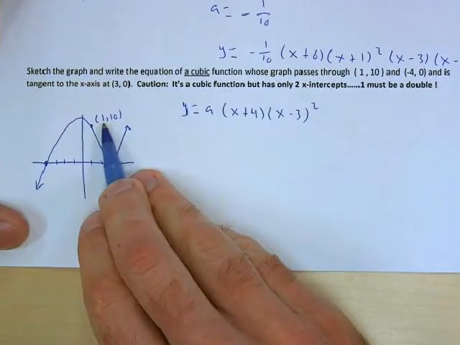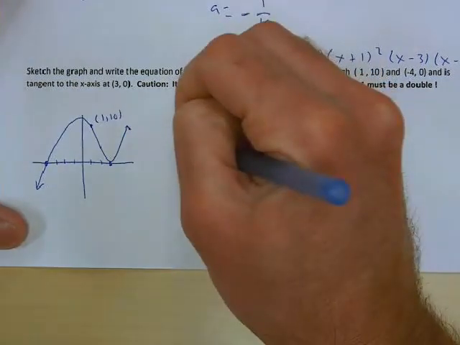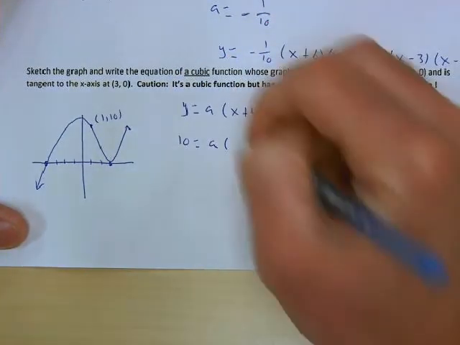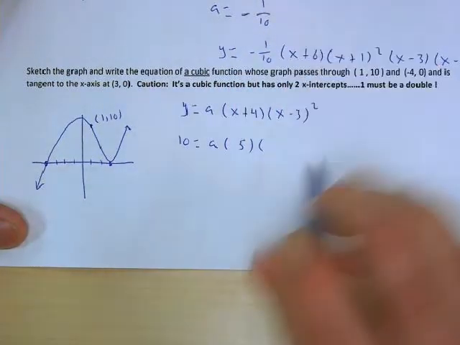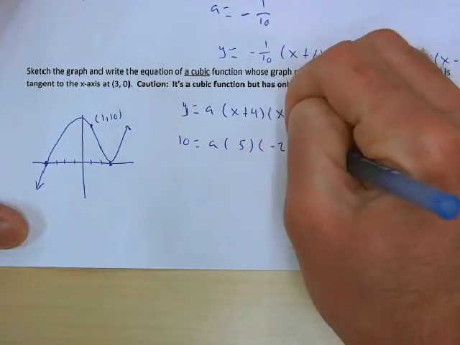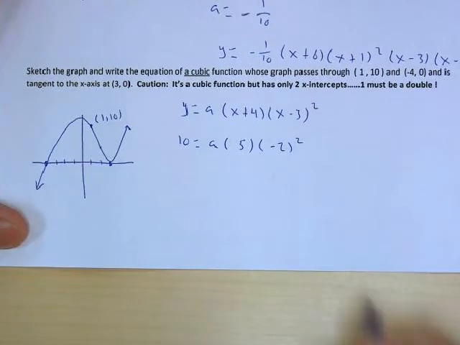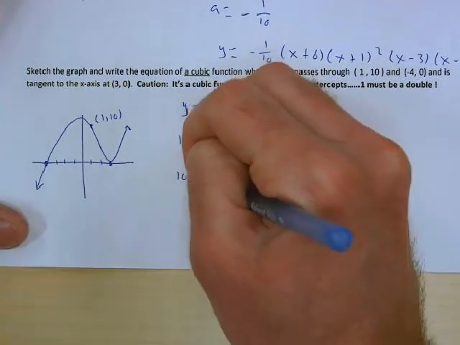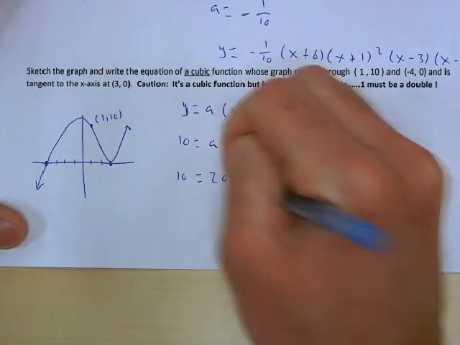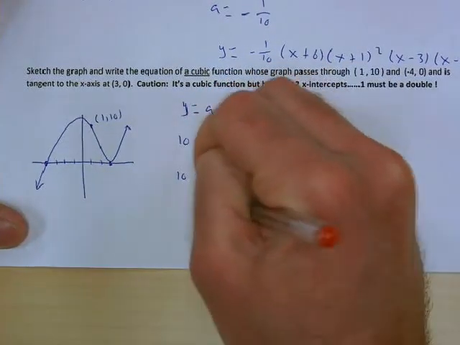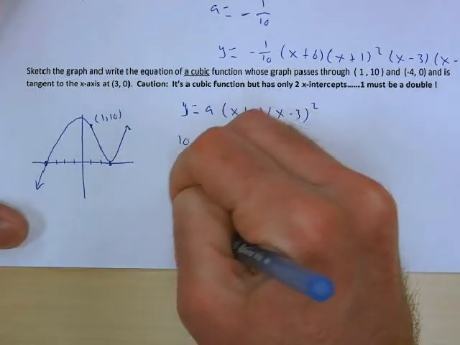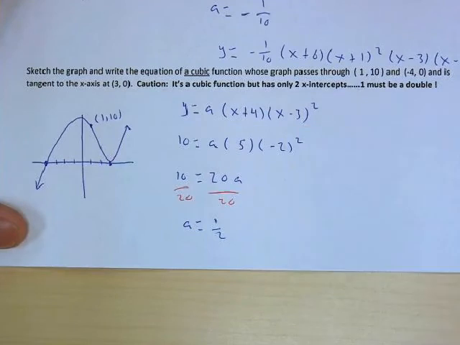Stick in y is 10 and x is 1, and we'll get our a value. So we get 10 equals a times 1 plus 4 is 5. 1 minus 3 is negative 2 squared. So let's see, negative 2 squared is positive 4 times 5 is 20. So we get 10 equals 20a. Divide both sides by 20. And we get a equals 1/2.